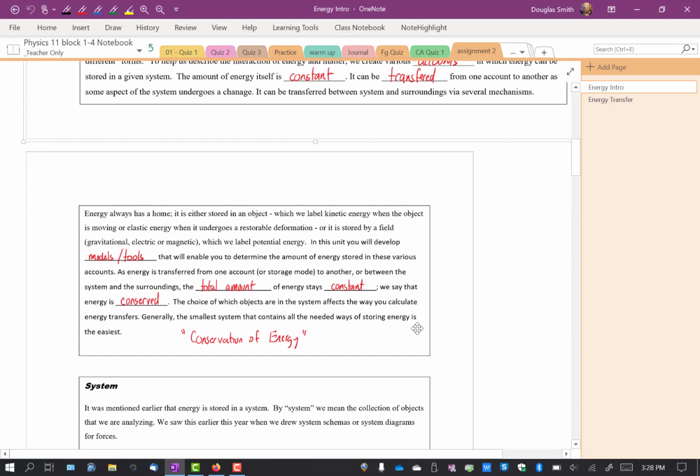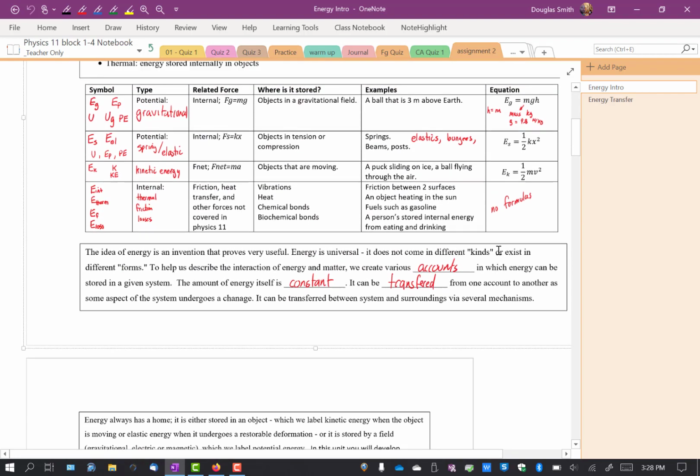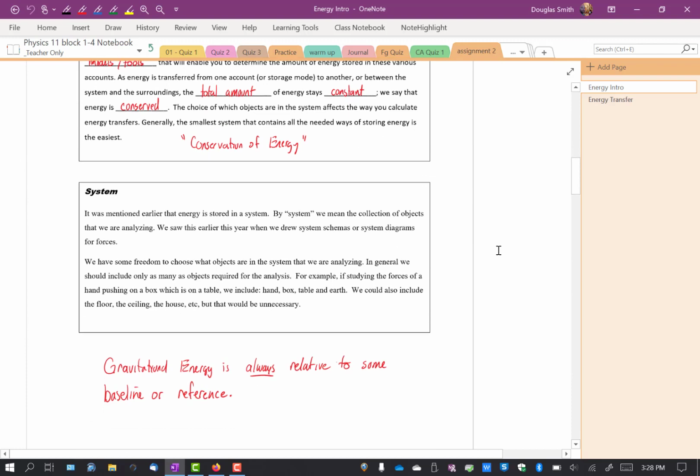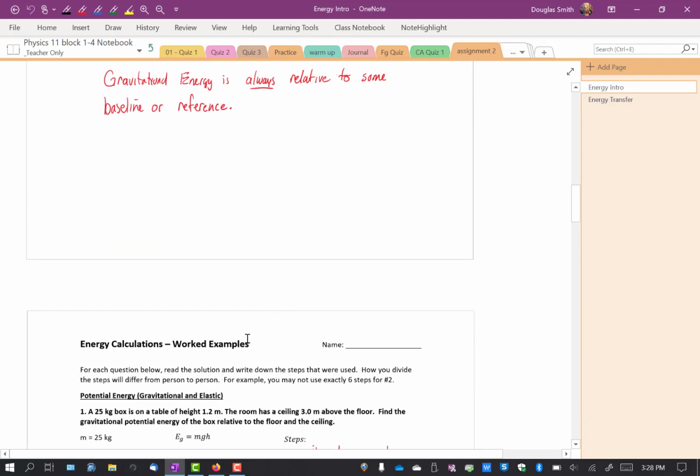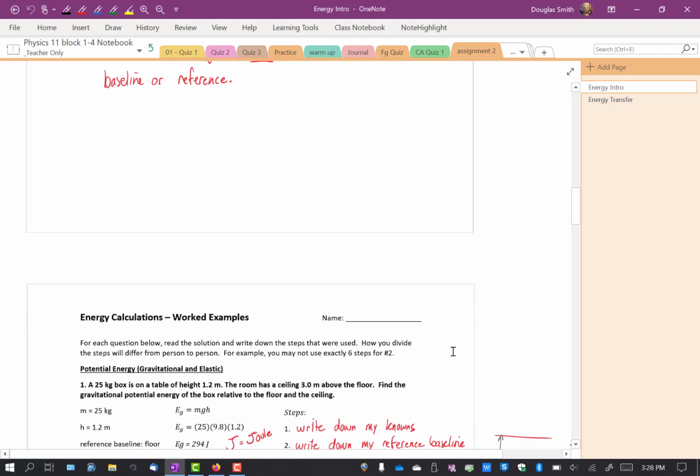And that's where we say something like this. We say that energy is conserved, or it's also what we call the conservation of energy. The total amount of energy in a system stays the same. So those are the overall big ideas for energy. Next thing I'm going to have you do is, after you've read through those notes, we're going to go through and practice some energy calculations.